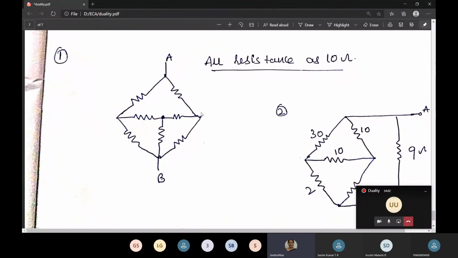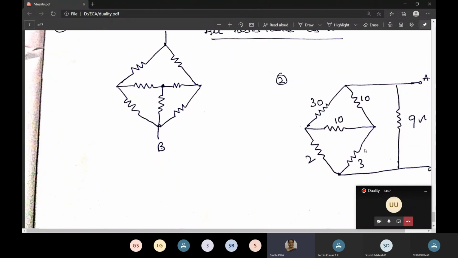You try this problem where all the resistances are 10 ohm. The same thing here also, one more network is there. Here one delta is there, you can convert it into star, then that will become in series with 2 and 3. You can go with it. Fine.